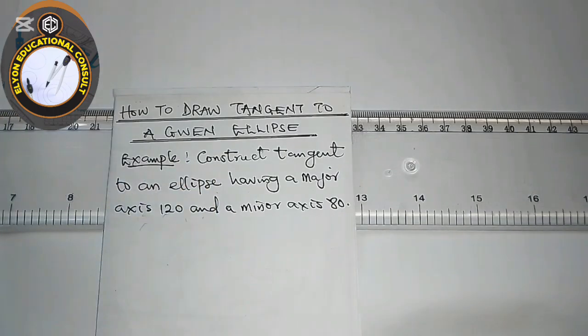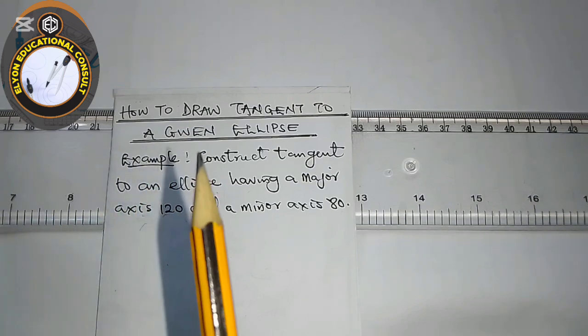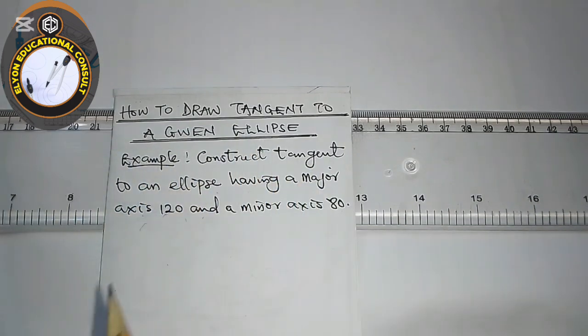We have a question here. The question says construct a tangent to an ellipse having a major axis of 120 and a minor axis of 80. So the ellipse is not the major issue. How to construct the tangent, that is what I'm going to be focusing on here.